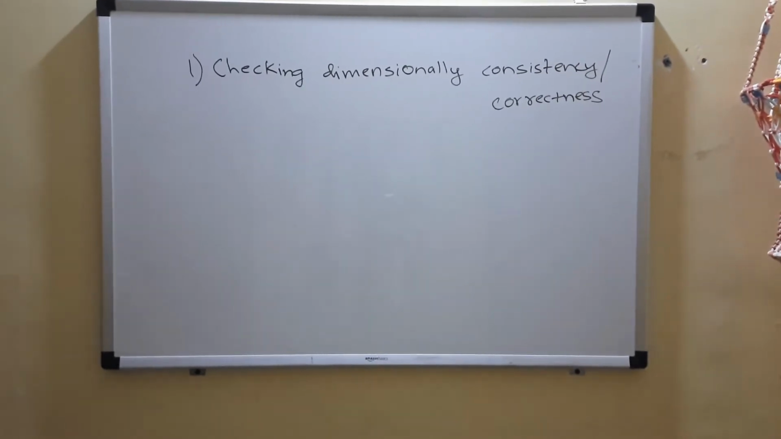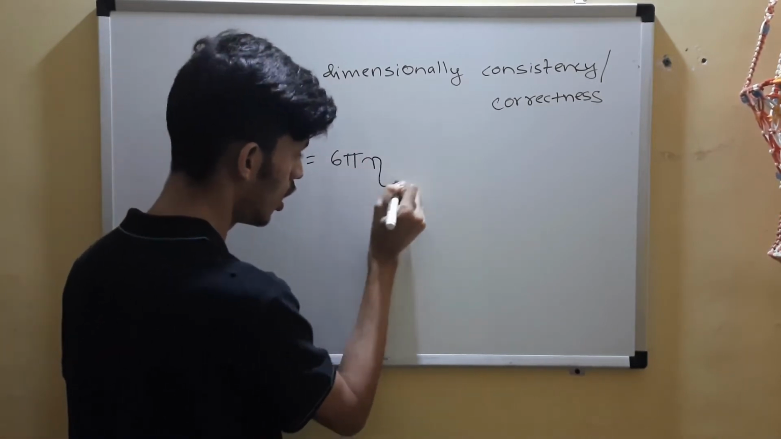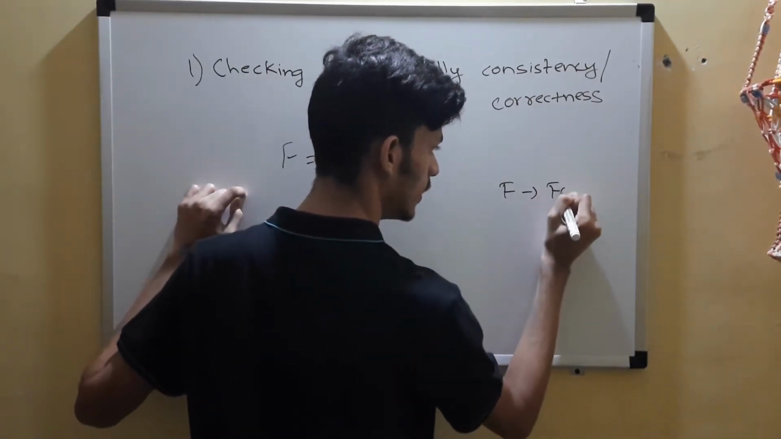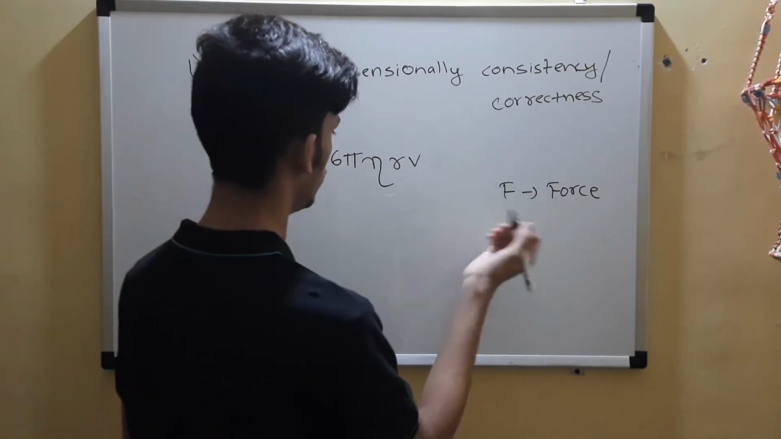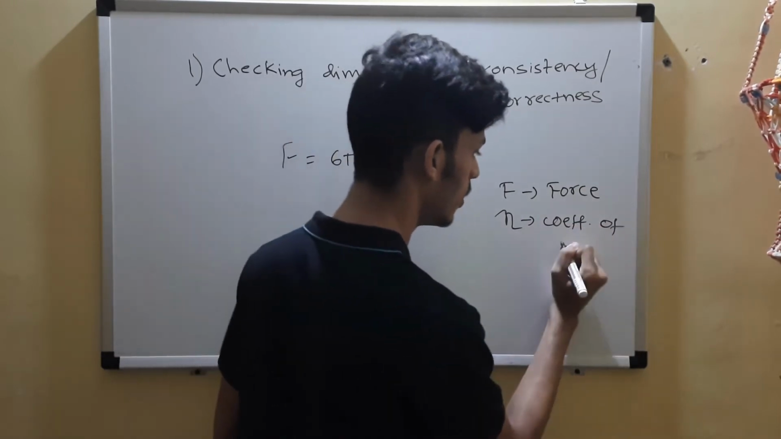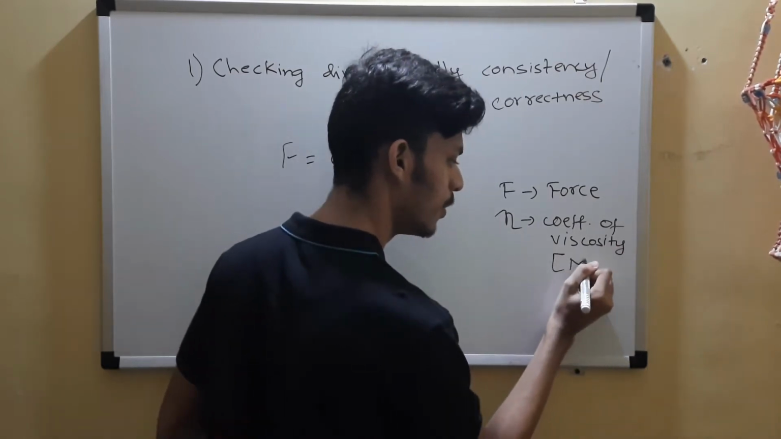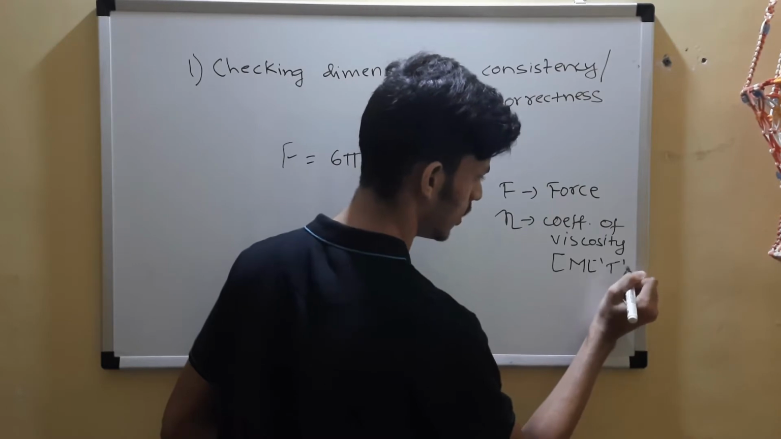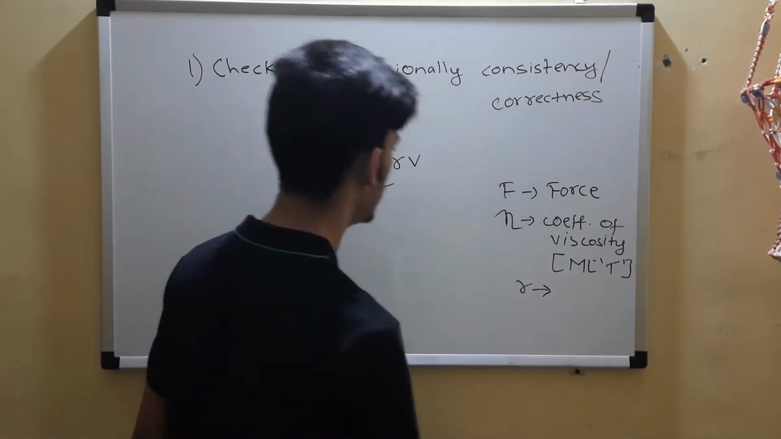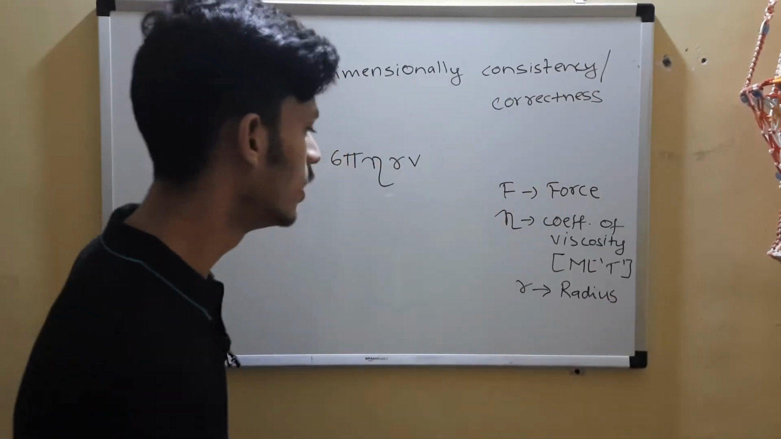Now let's try one more example, which is F equals 6 pi eta r v. What is this, sir? Okay, I'll define it for you. F is force, 6 pi is a constant. Eta is the coefficient of viscosity. If you remember, we had discussed this, and the question has also provided its dimensions, so no issues. You are safe even if you don't remember. R is radius, and v is velocity.